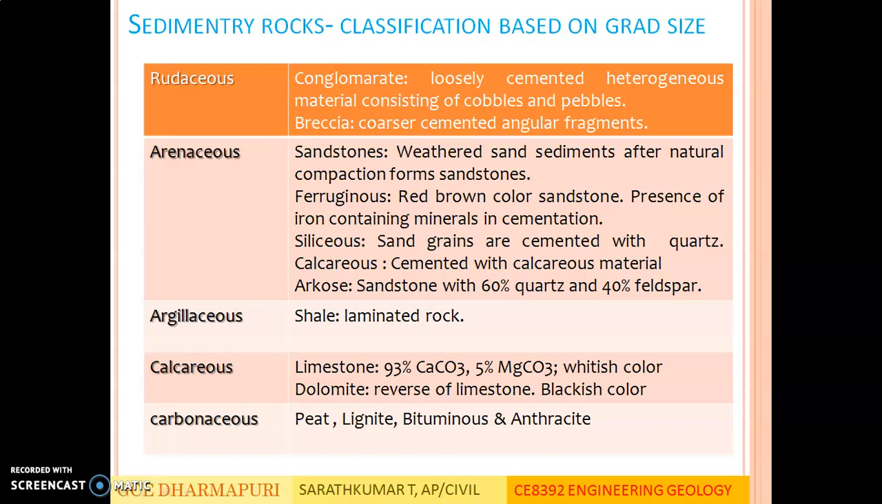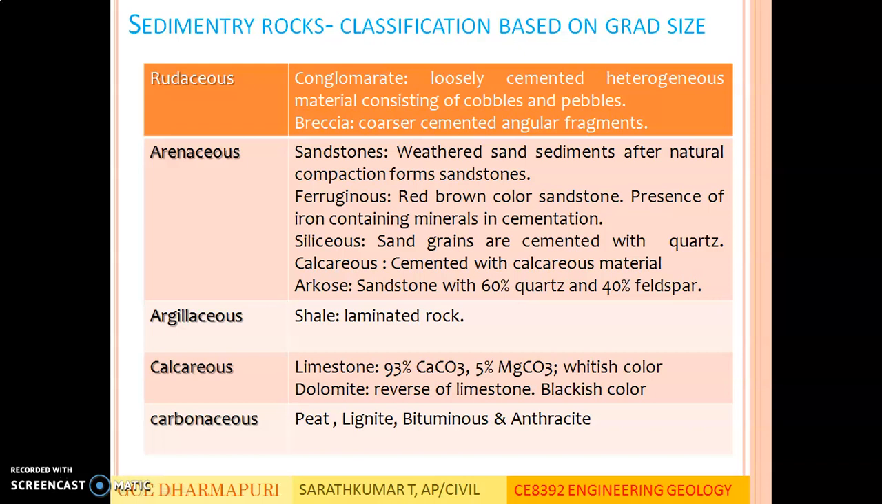The next type is arenaceous. An example of this type is sandstones. Weathered sand sediments after natural compaction form sandstones. So sandstone is nothing but weathered sand particles that get sedimented and, upon compaction, form sandstones. The next type is ferruginous, red brown color sandstone. It is also a type of sandstone, where the presence of iron containing minerals is there as cementation.